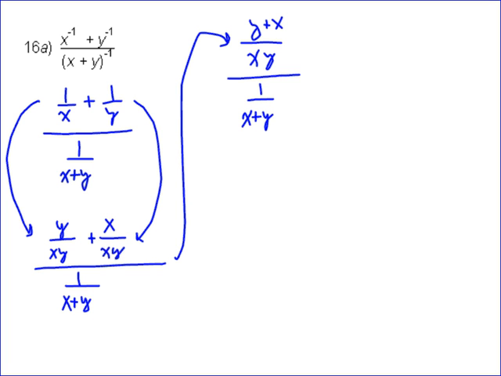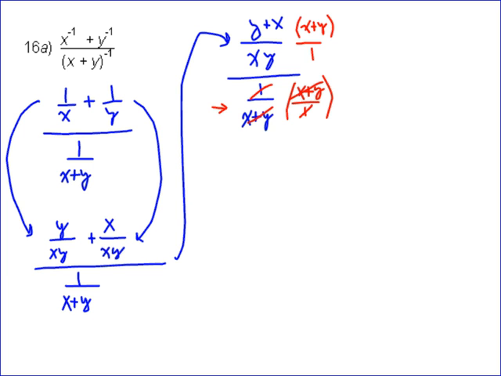Okay, once you've done this, the way to take care of a complex fraction like the one we have is to multiply the numerator and denominator by the reciprocal of the denominator. So this is the denominator, so we need to multiply by the reciprocal of that, which is just x plus y over 1. And so we're going to multiply numerator and denominator, so those are going to cancel.